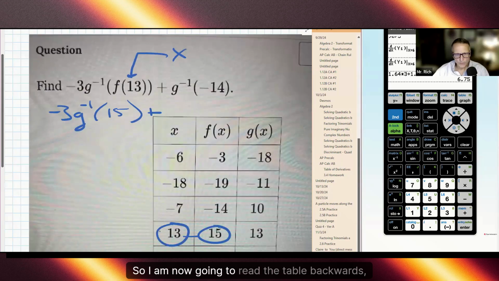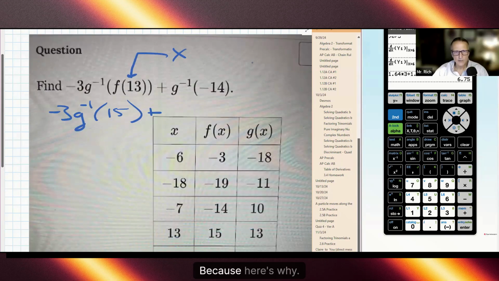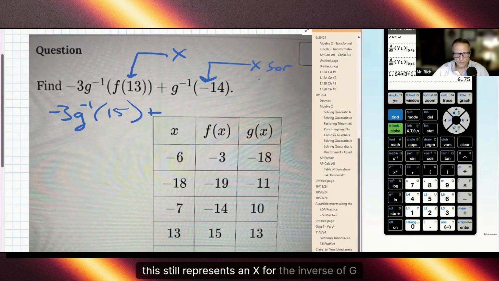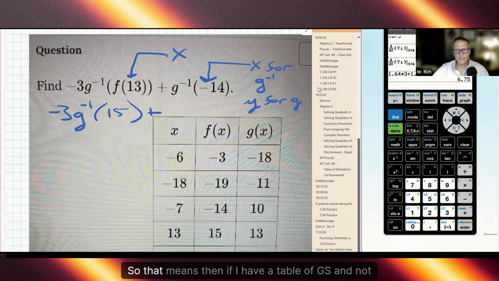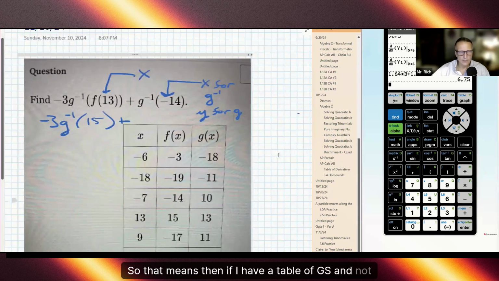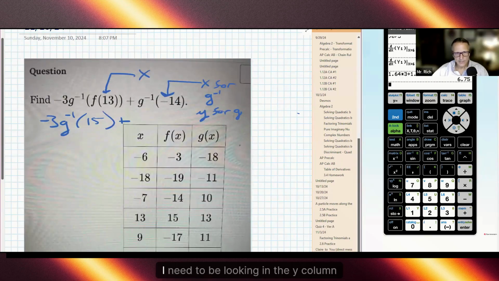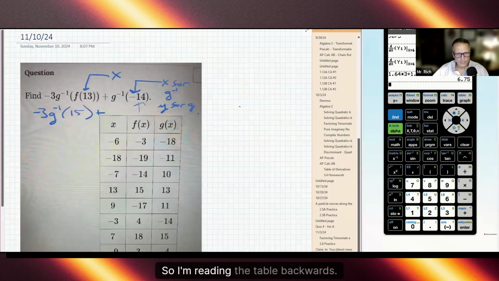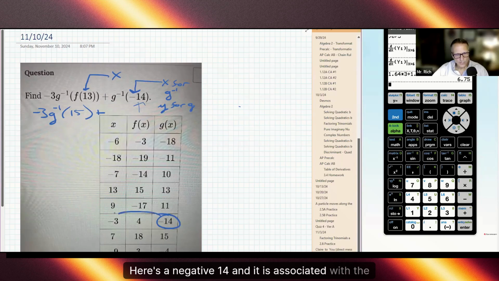So I am now going to read the table backwards. This still represents an x for the inverse of g function, which means that it is a y value for the g of x, which is the inverse of the inverse. So if I have a table of g's and not a table of inverse of g's, I need to be looking in the y column for -14. So I'm reading the table backwards. Here's a -14, and it is associated with the x value of -3.